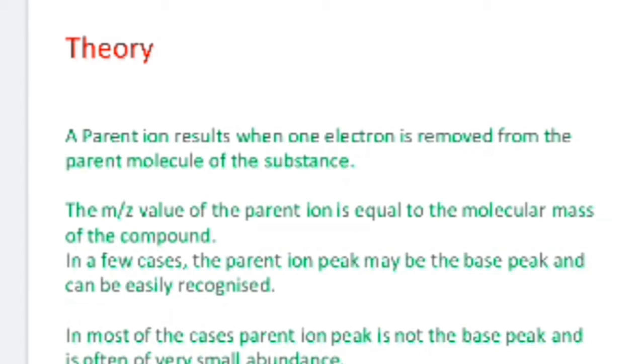In most cases, the parent ion peak is not the base peak and is often of very small abundance. It is not necessary that the parent ion peak is the base peak. The parent ion may be the base peak or may not be the base peak.